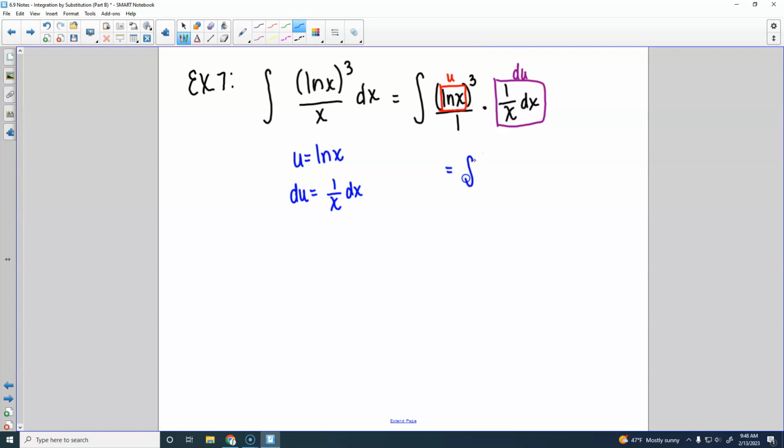So we are going to be integrating u to the 3rd power du. So that would be u to the 4th. We've got to divide out front by that 4. Put a plus c on the end. So we would get 1/4 natural log of x to the 4th power plus c.